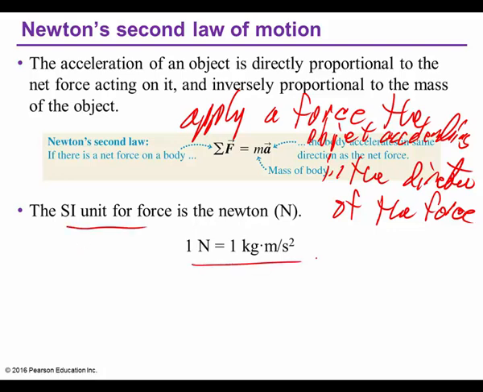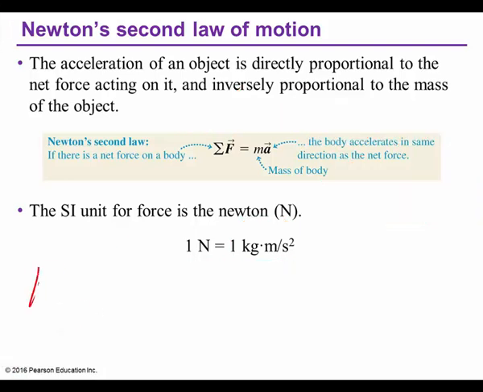Now, here's your units. Please write this down. And you do need to remember that it is a kilogram. F is equal to MA. So we got a kilogram times a meter per second squared, right? By definition, this is how you define it. When you apply a 1 Newton force to a 1 kilogram object, it will accelerate at 1 meter per second squared.